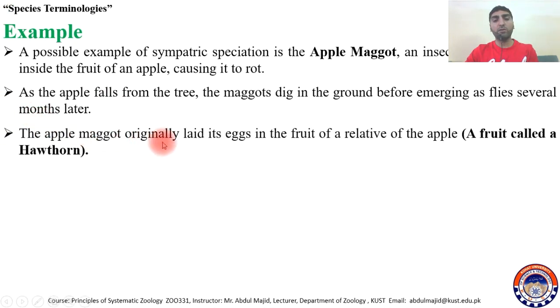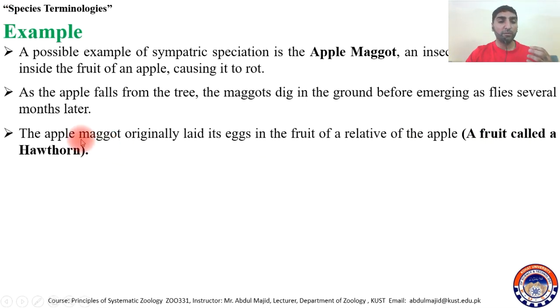So the apple maggot originally laid its eggs in the fruit of a relative of apple, known as hawthorn. A hawthorn tree or hawthorn fruit is like apple. It's a relative of apple, but it is not apple.